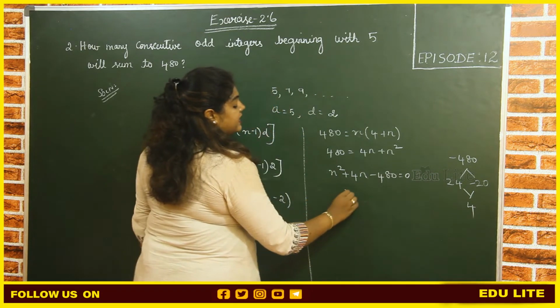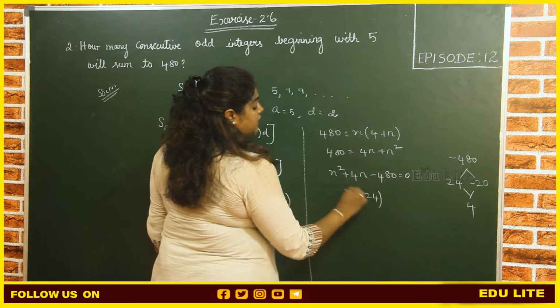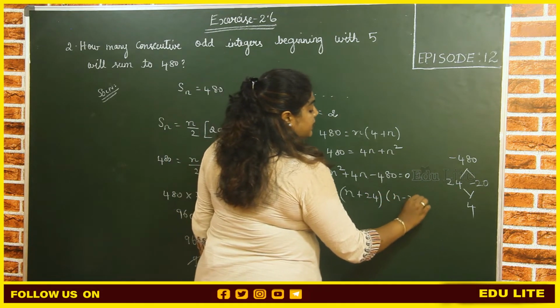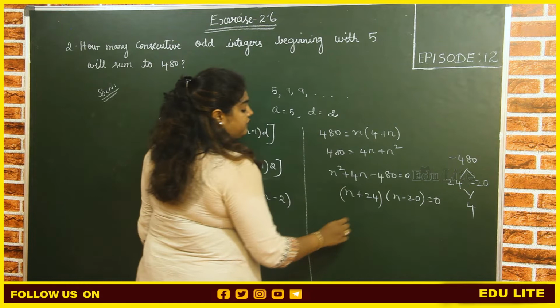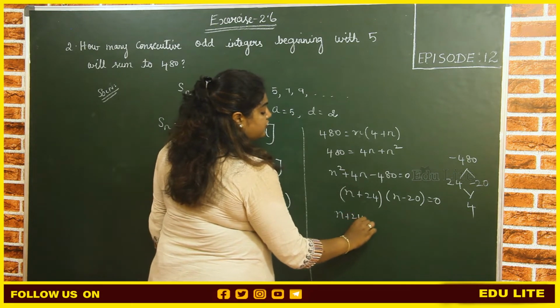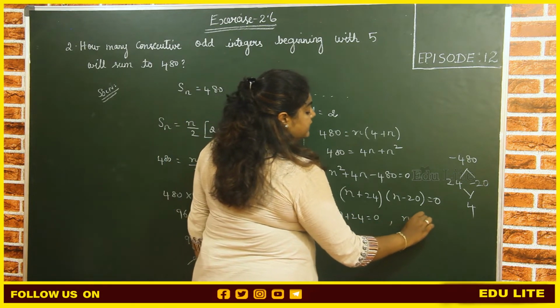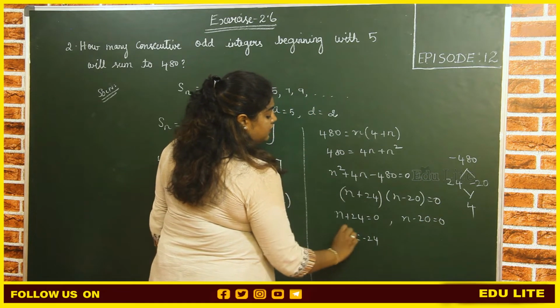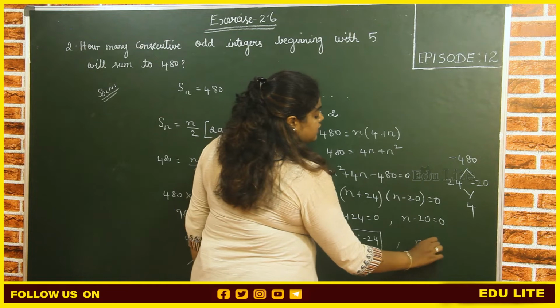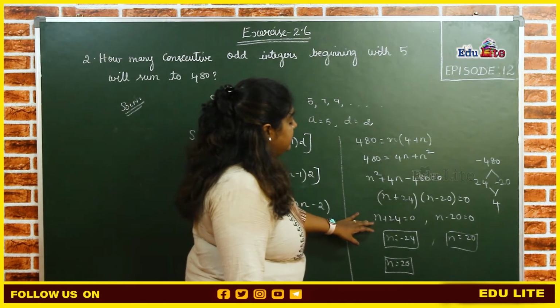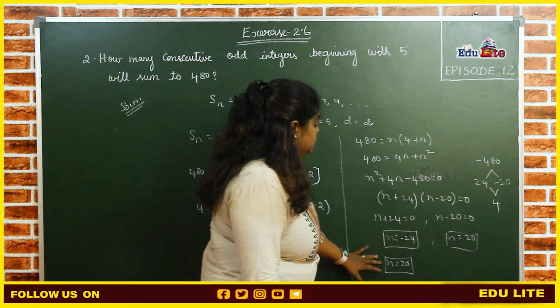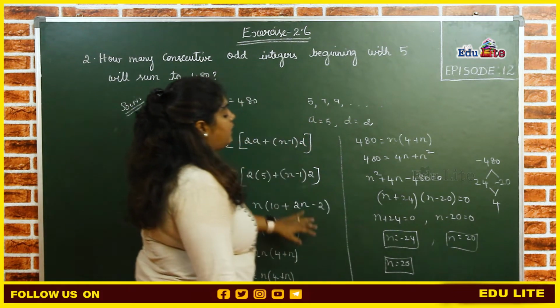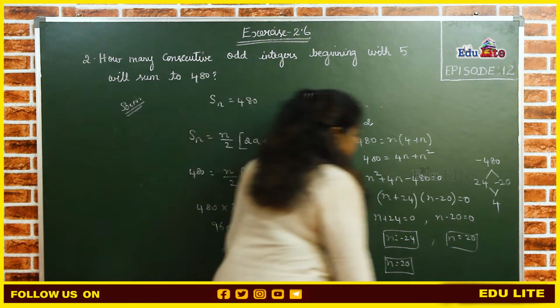Therefore we can write this as n plus 24, n minus 20, which equals 0. Simplifying this, we get n plus 24 equals 0 and n minus 20 equals 0. n equals minus 24 and n equals 20. The value of n couldn't be negative, therefore n equals 20. Thus we have found the value of n as 20.